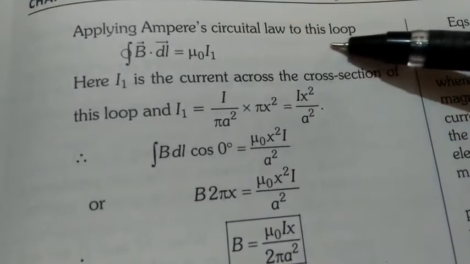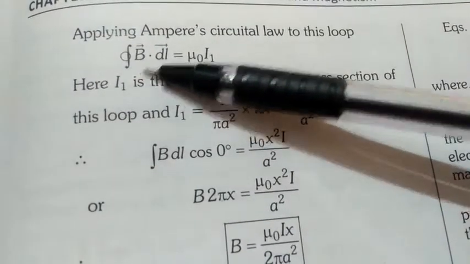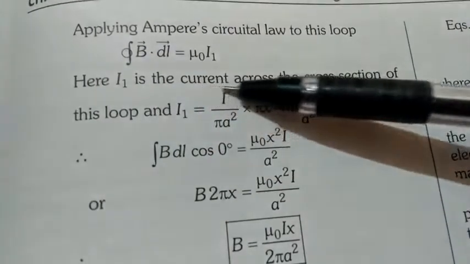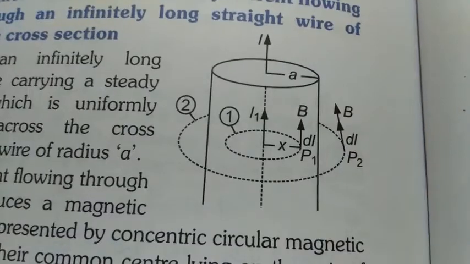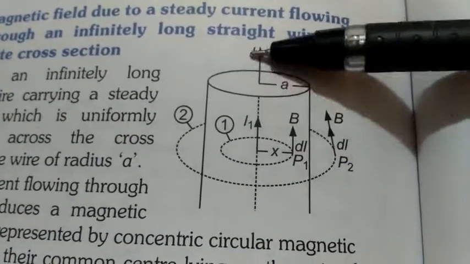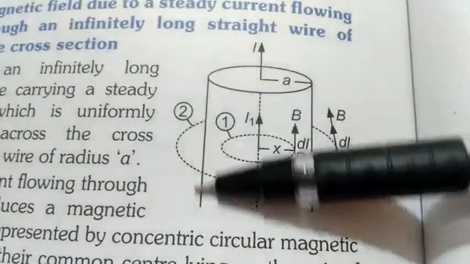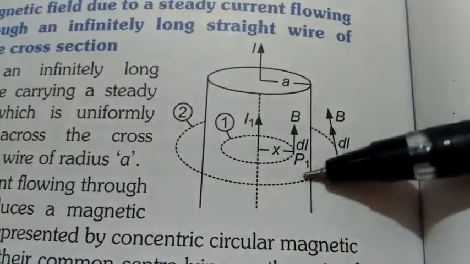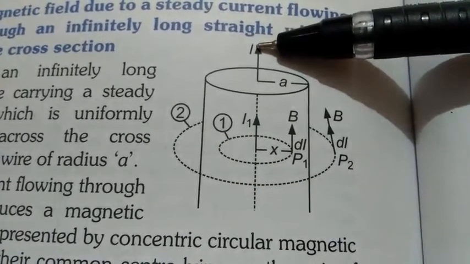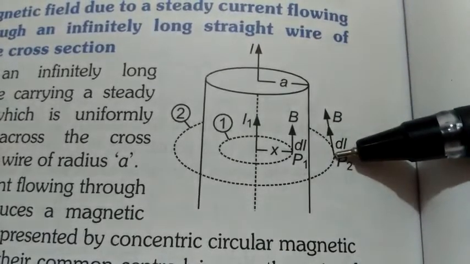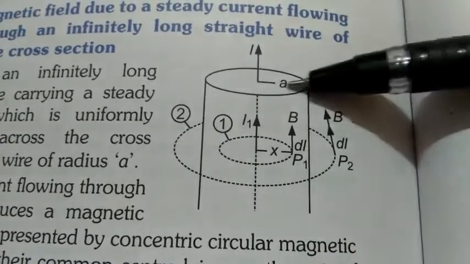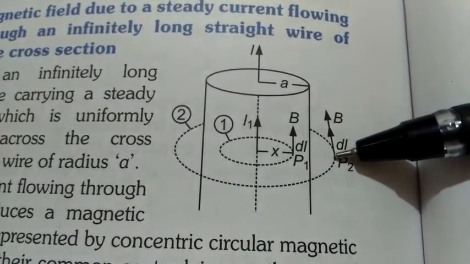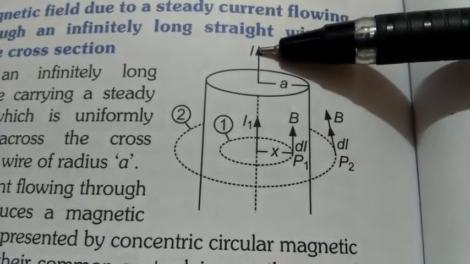Applying Ampere's circuital law to this loop, the closed-loop integral of B dot dl equals mu naught I1. Here I1 is the current across the cross section of this loop. Let me first explain the concept of I and I1. So this is one wire. In the whole cross-sectional area of the wire, the current flowing is I. So for the point outside, the whole current will be responsible for the magnetic field. So when we are finding the magnetic field at P2, we are taking the current as I.